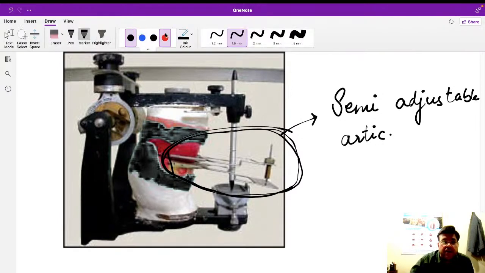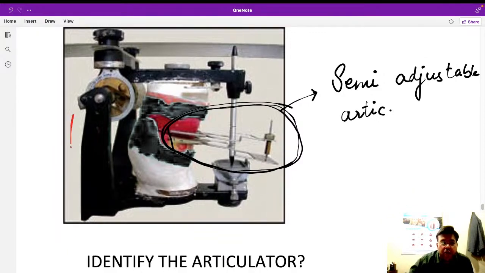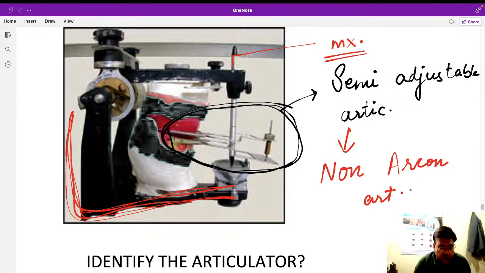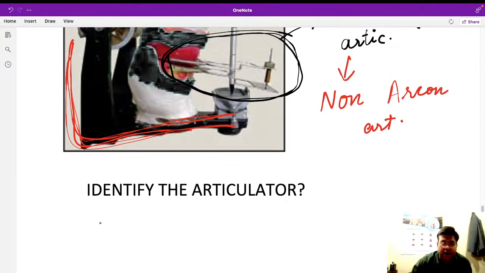Another thing here is the mandibular part. The mandibular part is totally joined with the frame, which means the maxillary is mobile. The maxillary part will move, which directly indicates that this articulator will be a non-Arcon articulator. It is not an Arcon articulator, it will be a non-Arcon articulator, right? And a few of you have identified it absolutely correctly.